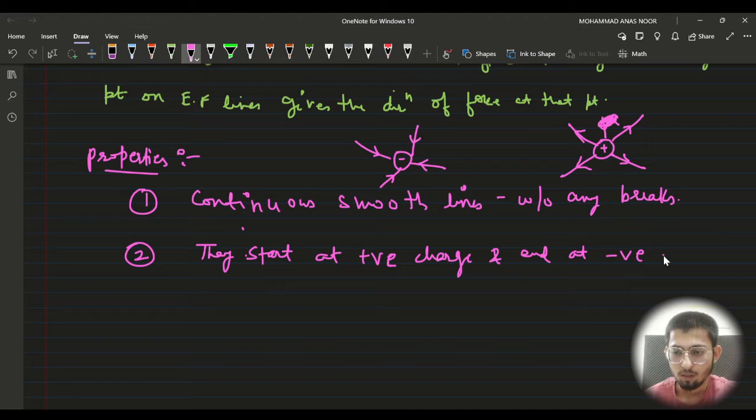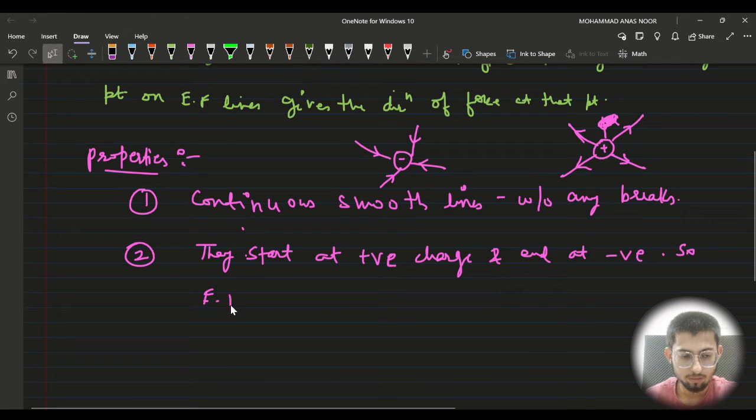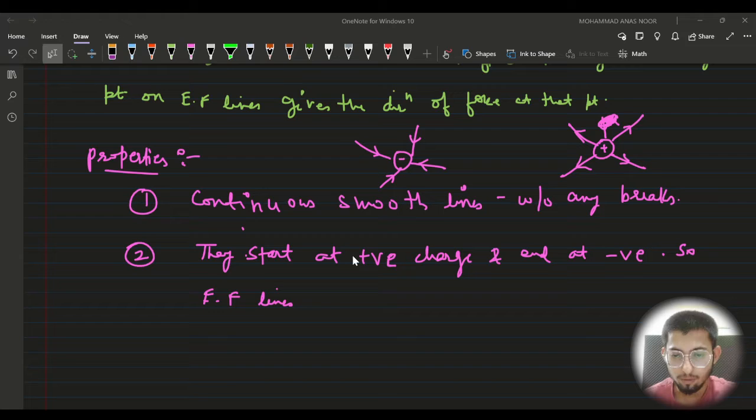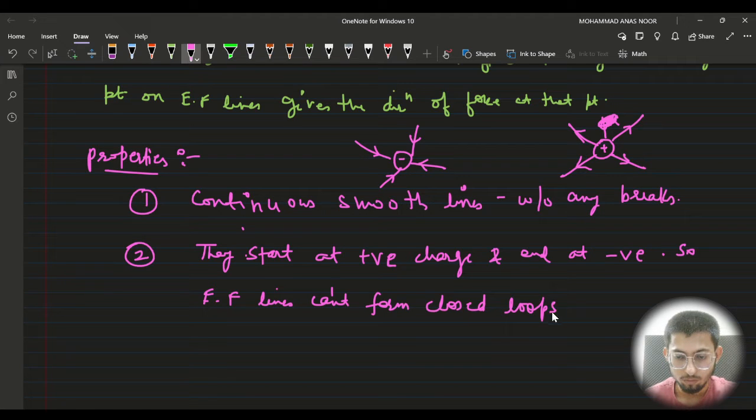So we can say that the electric field lines cannot form closed loops. This is important. For example, if someone says to you, is this an electric field?